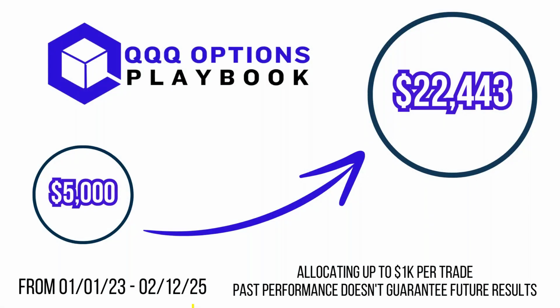I shared this with you earlier. If you'd started with a $5,000 account back in the inception of January of 2023 through this morning, allocating up to $1,000 to every trade, $5,000 goes to $22,443. $17,443 in gross profit before any commission or subscription investment. As I showed you, to get in the door today is $177, and that gets you 3 months, 90 days, 1 quarter, however you want to break it down. $177.